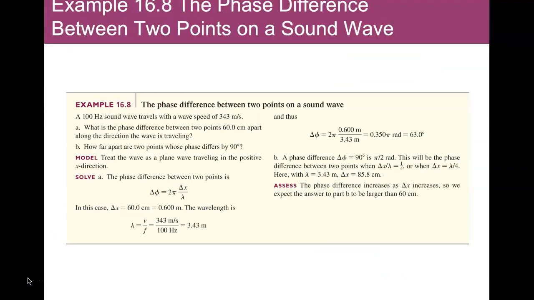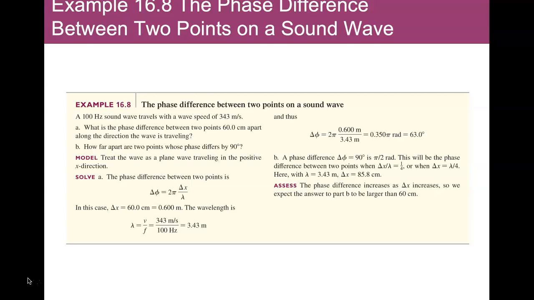All right, so here's an example. So we have a 100 hertz sound wave that travels with a speed of 343 meters per second. That's a typical wave speed for sound in air. And the question is, what is the phase difference between 2 points 60 centimeters apart along the direction the wave is traveling? That's part A.